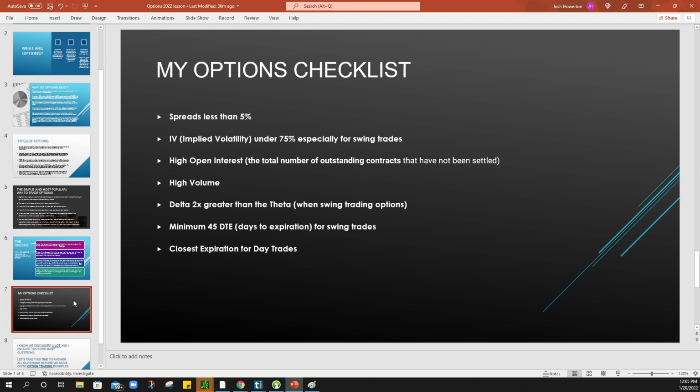And I actually have a checklist before trading any option. I don't just go out there and trade BBIG options. I don't just go out there and trade DWAC options, okay? Because there's a lot of things that we need to be mindful of when actually choosing an option to trade. And so I have a very simple options checklist, right?